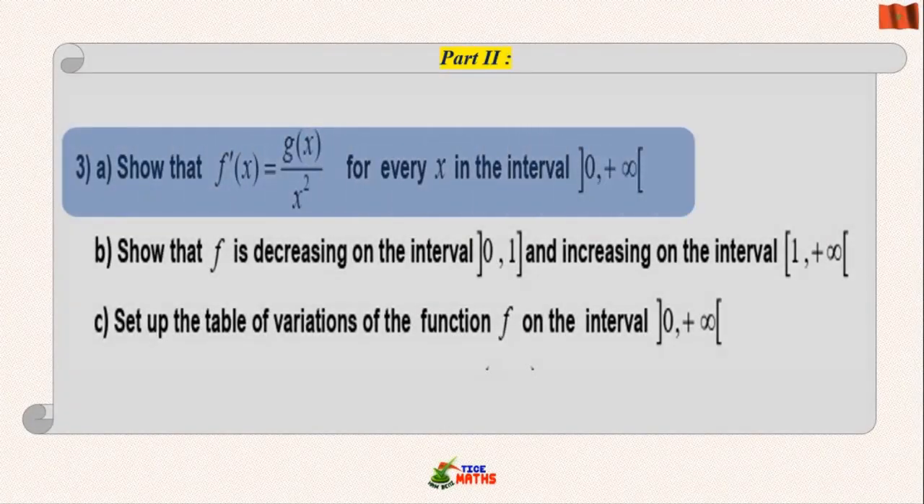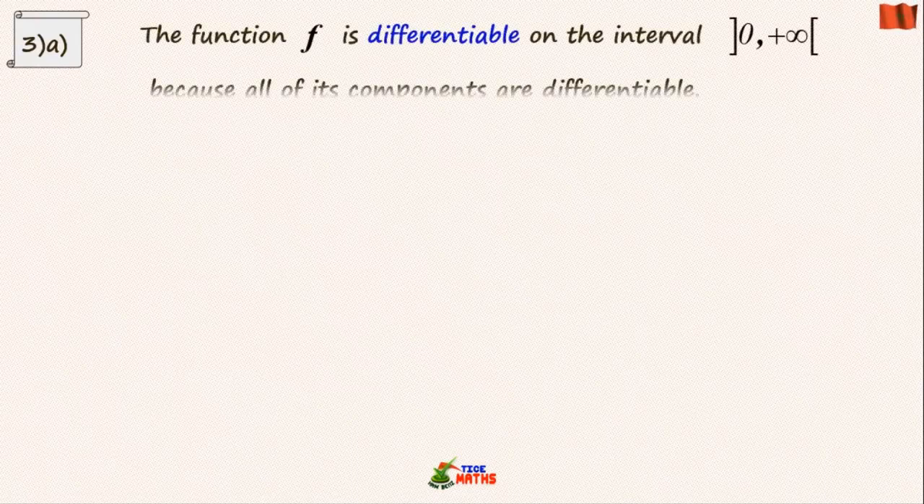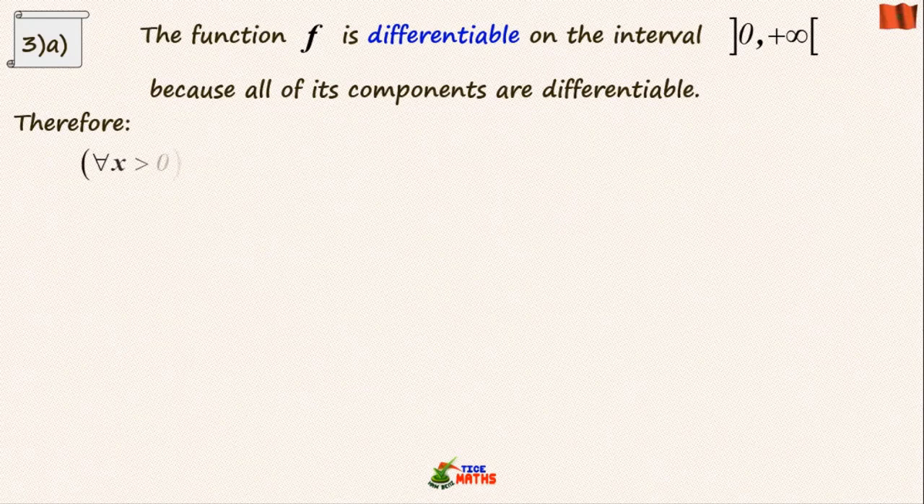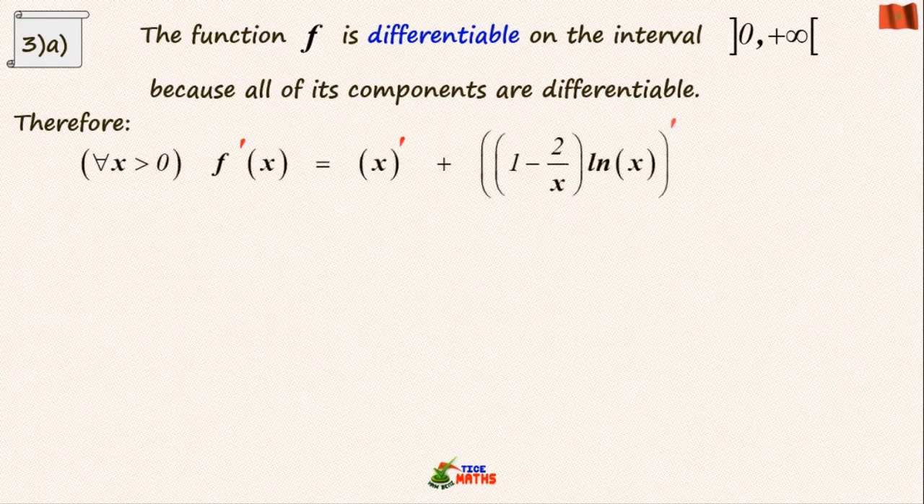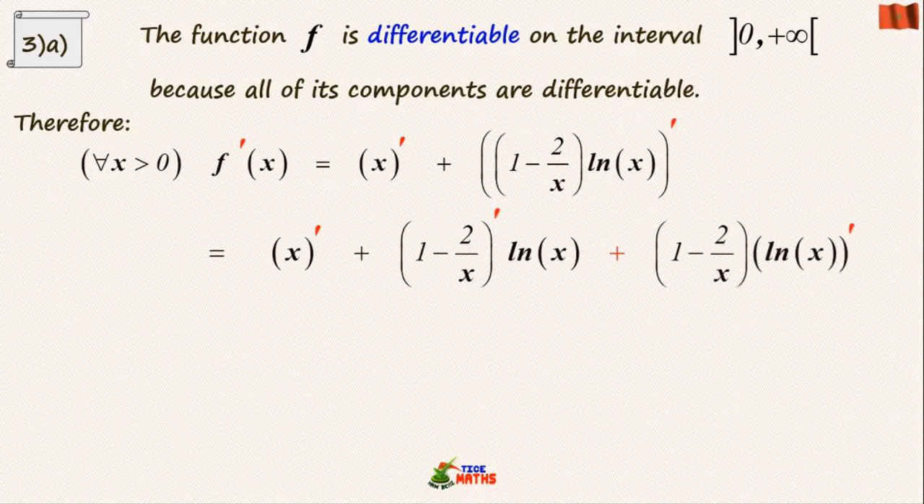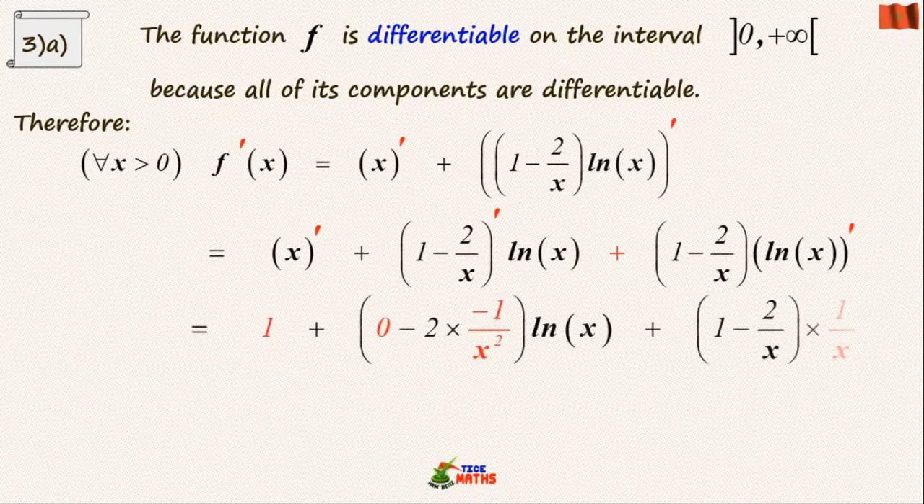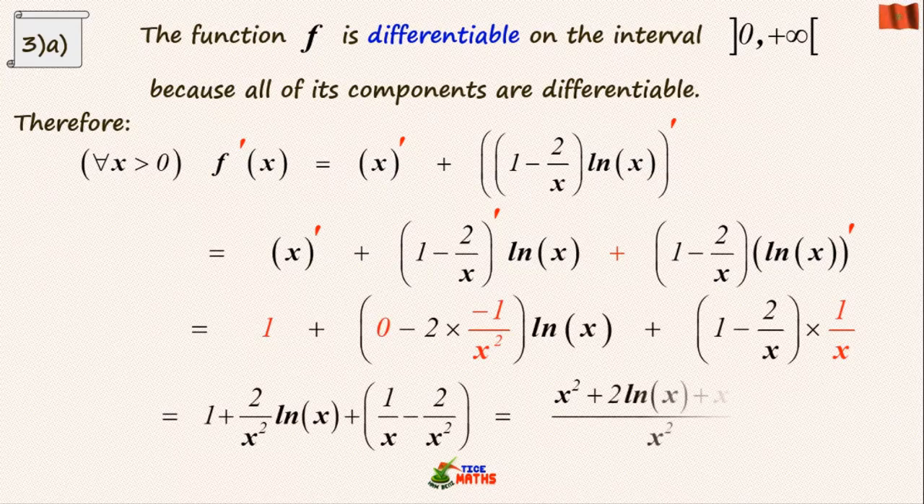In question 3, sub-question a, we know that f is differentiable on 0 plus infinity. Then we calculate f prime of x using operations on derivatives and some usual derivatives like 1 over x prime equals minus 1 over x squared and ln of x prime equals 1 over x. Then we check that f prime of x equals g of x over x squared.